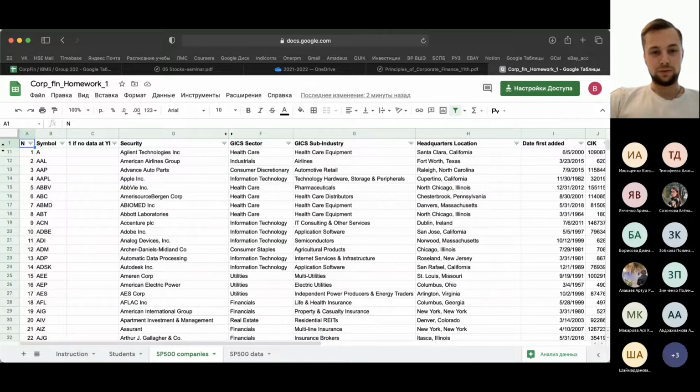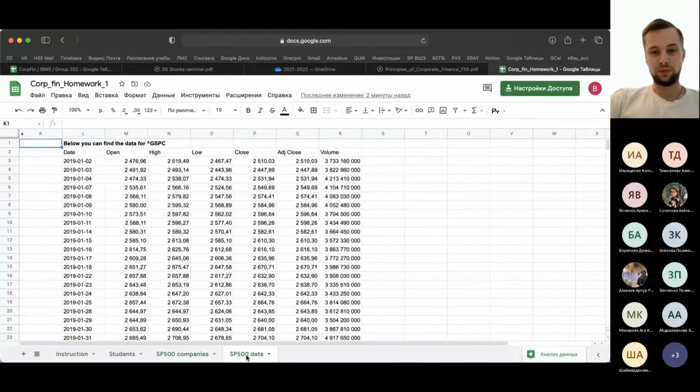Here on the tab of S&P 500, you will find the list of the companies with some description. I don't know if you need this, but it may be interesting for you to look at what companies you are working with. Probably you will have some problems with downloading the data for the index itself. That's why I put a separate tab here with the data for the index, so you can take the data for the index just from the spreadsheet. If you have some questions, please contact me or Viktor Valerievich.